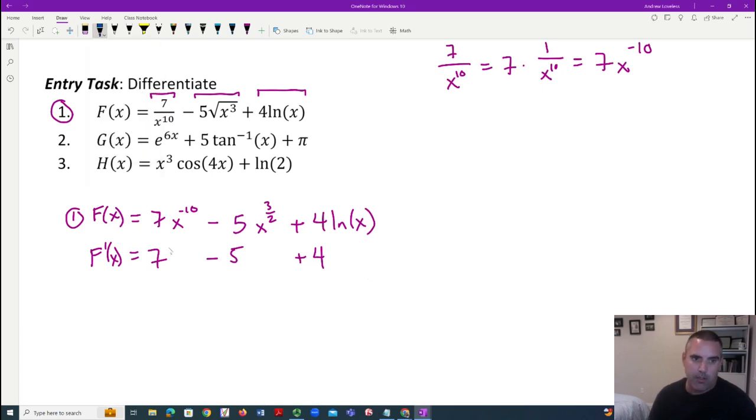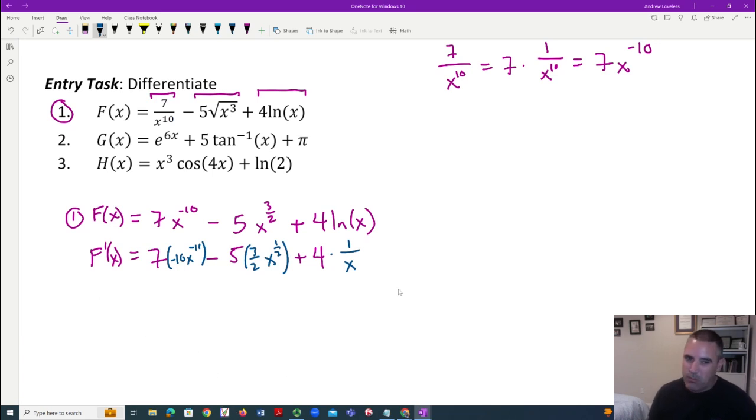So the power comes down. This is going to be negative. And I would do this. Always make sure the power goes down. You're subtracting 1. The power comes out, and the exponent goes down 1. So it's going to be a half. And the derivative of this is 1 over x.